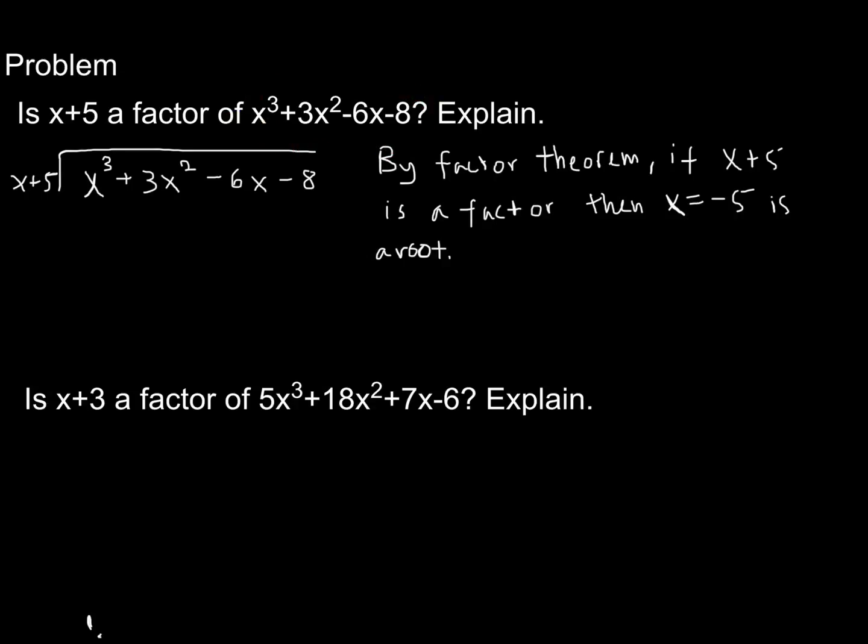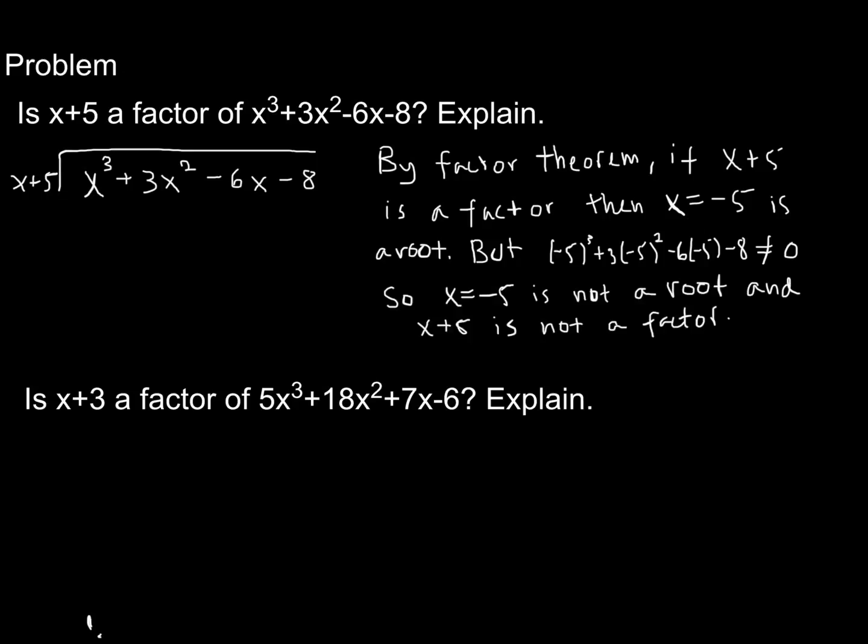And we can try this out and see if negative 5 is in fact a root. So if you plug in negative 5 here, what will you get? Well, you won't get 0. I'll say that. In fact, I think you're going to get something like 28. And that tells you that x plus 5 can't be a factor because negative 5 is not a root. Now, both of these will work, but there's actually another way.